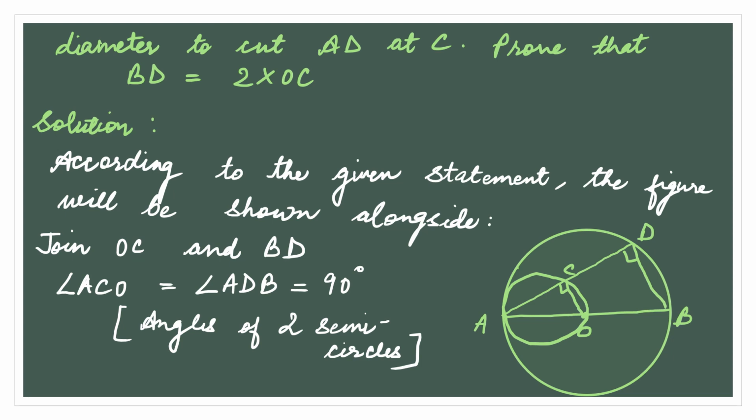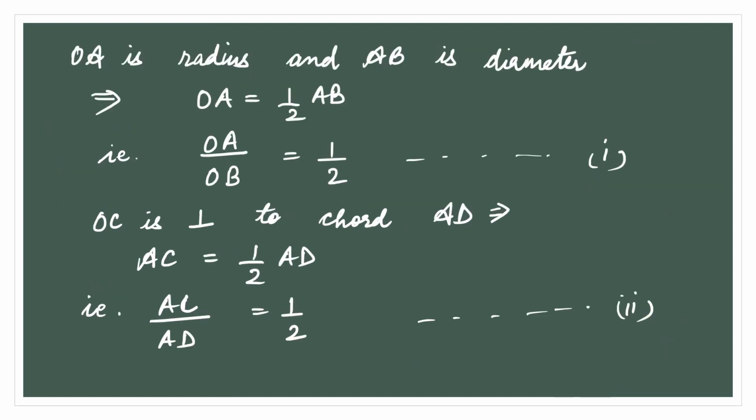According to the adjoining statement, the figure will be shown alongside: angle ACO is equal to angle ADB is equal to 90 degrees because they are angles of the two semicircles. Now OA is the radius and AB is the diameter. Therefore, OA is equal to half of AB. OA upon OB is equal to 1 by 2. OC is also perpendicular to the chord AD. So AC is equal to half of AD. AC upon AD is equal to 1 upon 2, right? Because the OC is perpendicular to the chord AD.